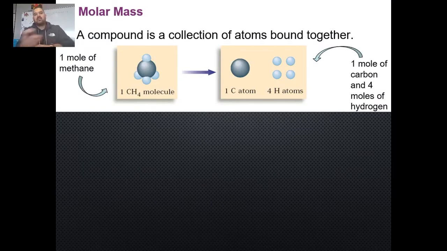So what you guys are going to be doing is calculating molar mass. A compound is a collection of atoms that are bound together. We know what a compound is. So here we have 1 mole of methane. What does that mean? It means 1 mole of methane is equal to 6.02 times 10 to the 23rd particles of methane.